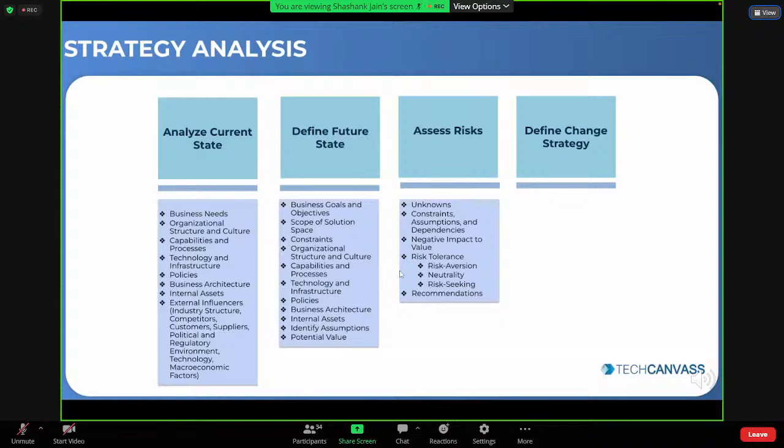Assessing the risk is also about analyzing the constraints, assumptions, and dependencies. It's also about understanding the negative impact to the value because of that risk. If that risk occurs, what happens? And how are you going to tolerate that risk? There are three ways to tolerate a risk.